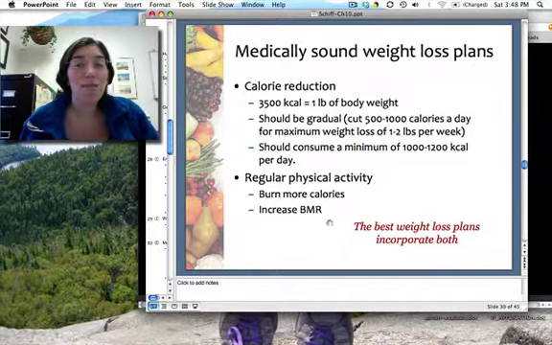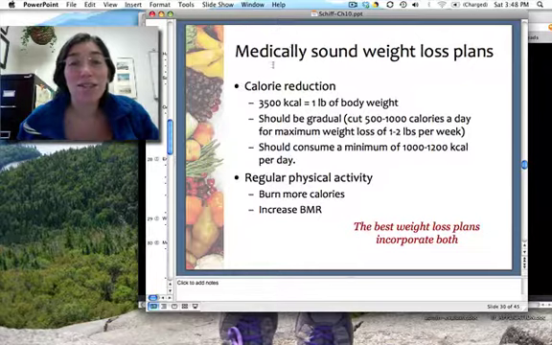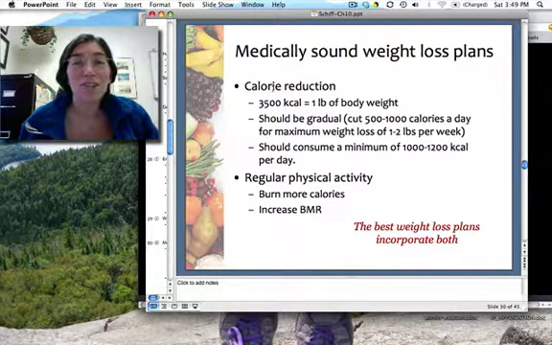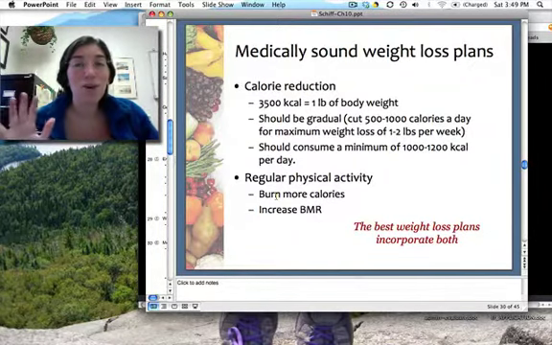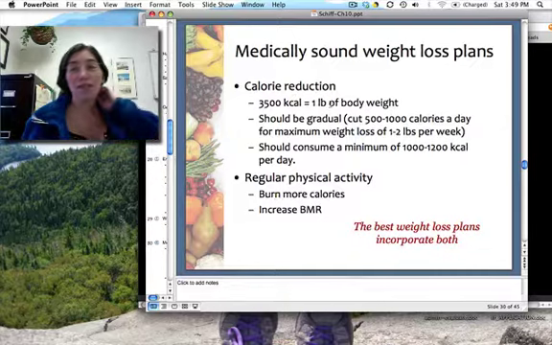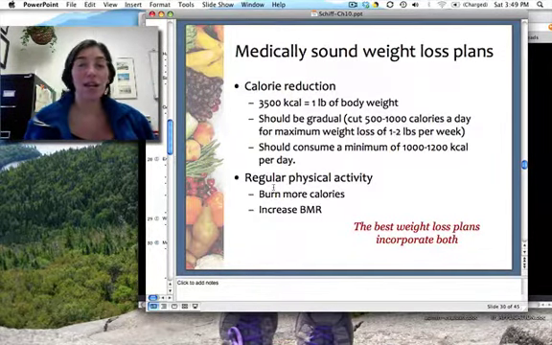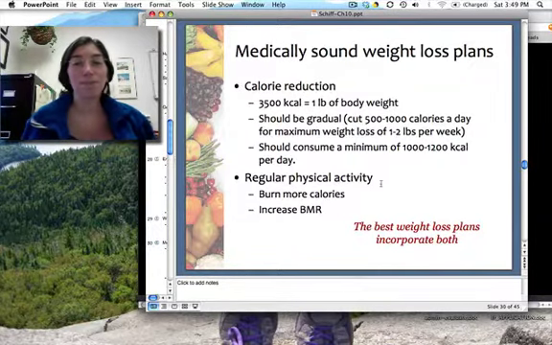So we're going to talk about fad diets and scam diets. One of the very big red flags for those kinds of diets is they usually say you don't need to exercise, you just keep this diet. Or it says you just take this pill and you don't have to change your diet or your exercise. Those are all big red flags. A medically sound weight loss plan does both of these. It reduces your calorie intake and it increases your physical activity.